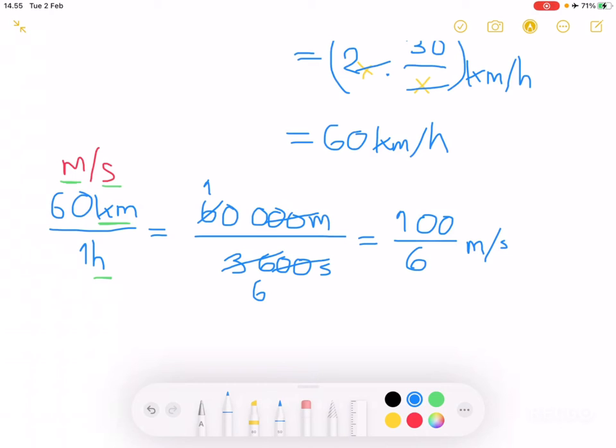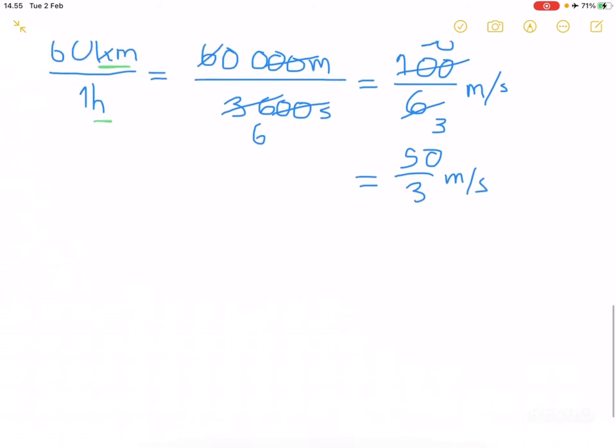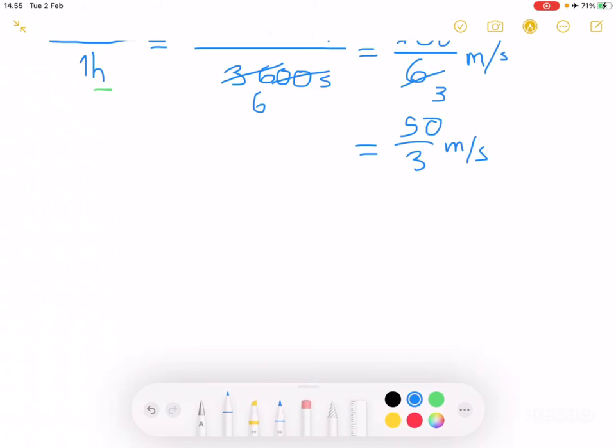And you can just cancel this with the 6 to get 3 and 50 on the above, which leaves us with 50 over 3 meters per second. Or if you are not comfortable with this answer, you can just switch this into a mixed fraction. So this will be 16 2 over 3 meters per second.